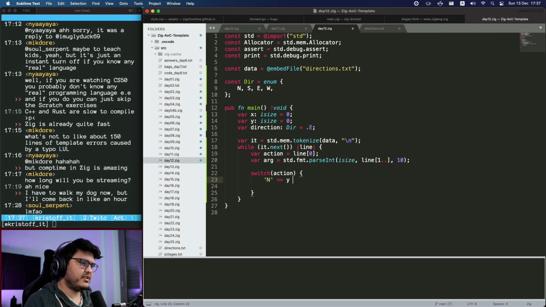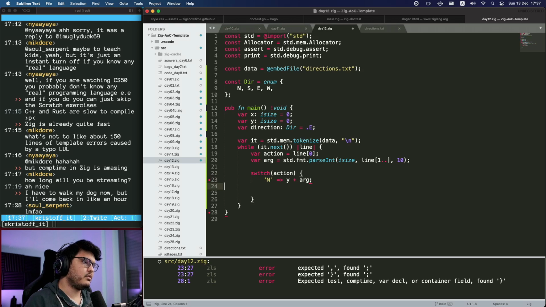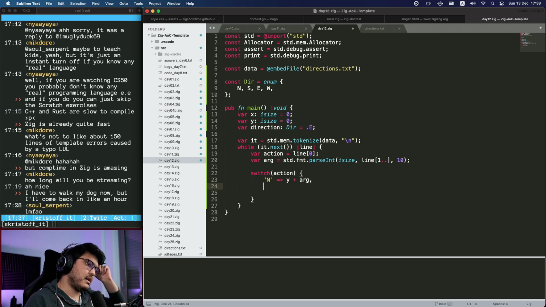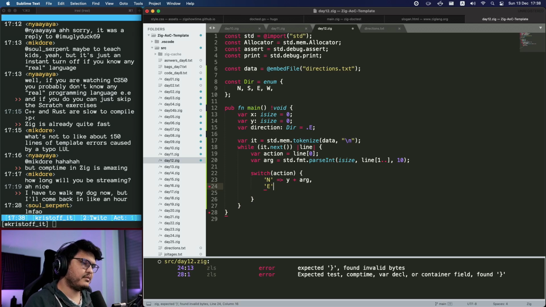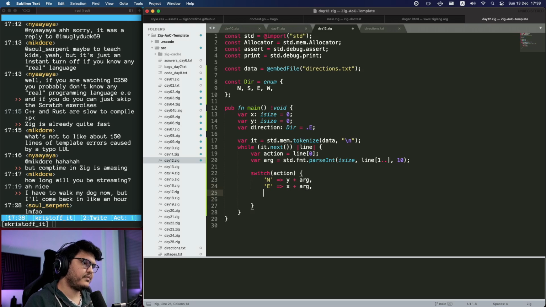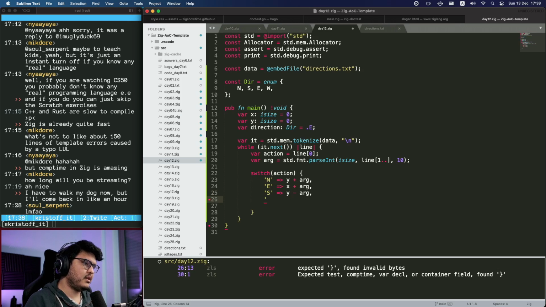So this means that going north is y plus arg, without the semicolon. Then if it's east, it's x plus arg. If it's south, it's y minus arg. If it's west, it's x minus arg.